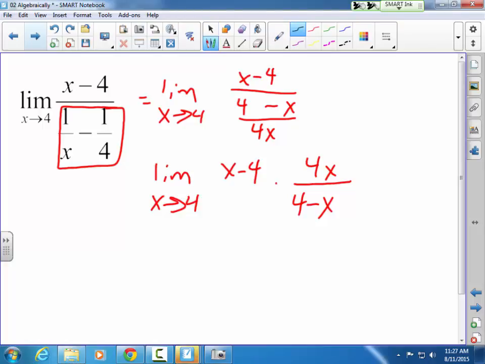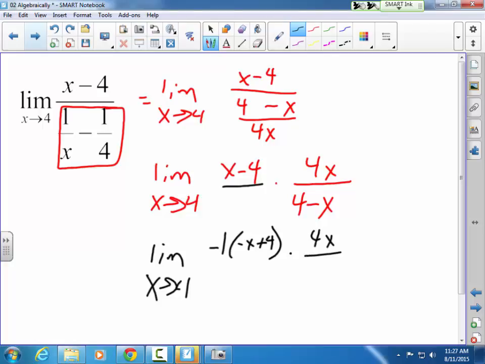So she says, I'm going to take a negative out of this, and I'm going to make this the limit as x approaches 4 of negative 1 times a negative x plus 4. Y'all agree? Y'all understand that that's okay? Because if I multiply those back together, I'll get x minus 4. And that negative x plus 4 is the same as this 4 minus x down here. So now I can cancel that and that out. And I no longer have a fraction. So I can do my happy dance. And I get negative 16.